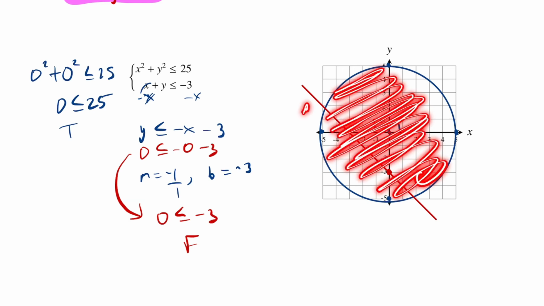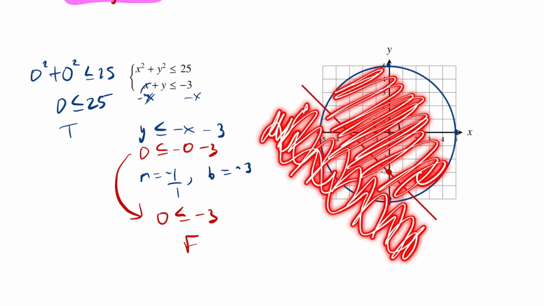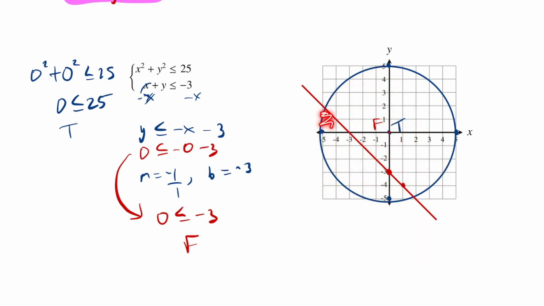So that's what I'm going to shade. You only want to shade the overlap of the two shadings. So the overlap of the two shadings will be that little region that's in blue. And that concludes this section.